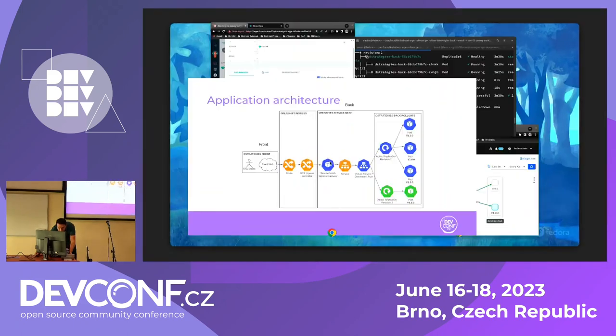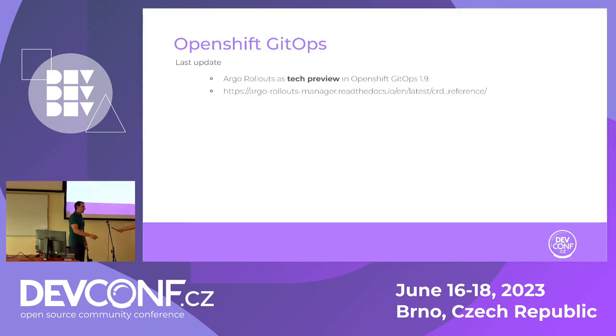Okay, GitOps roadmap. Version 1.9 of OpenShift GitOps was released a few days ago, and in that version we have Argo Rollouts as tech preview. Okay, so great, we can start playing with it more safely, we can start talking with our clients about it, but take into account that this is still tech preview, but it is there already. It means that you are able to install Argo Rollouts with the OpenShift GitOps operator and manage all the CRDs. Okay, that's more or less the idea.